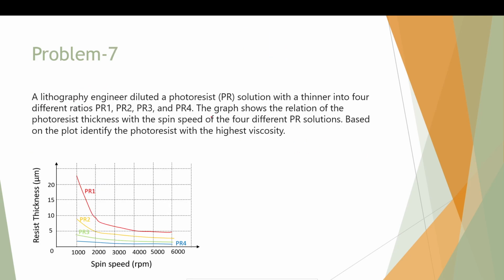A lithography engineer diluted a photoresist solution with a thinner into 4 different ratios, PR1, 2, 3 and 4. The graph shows the relation of the photoresist thickness with the spin speed of the 4 different PR solutions. Based on the plot, identify the photoresist with the highest viscosity.